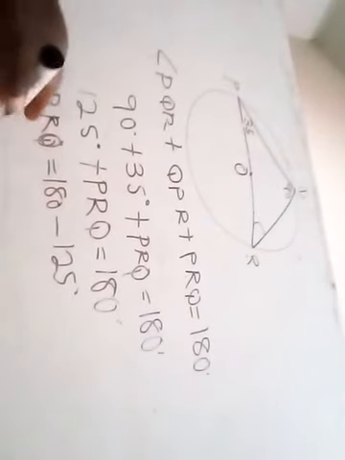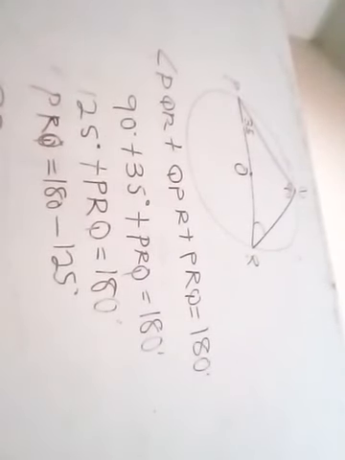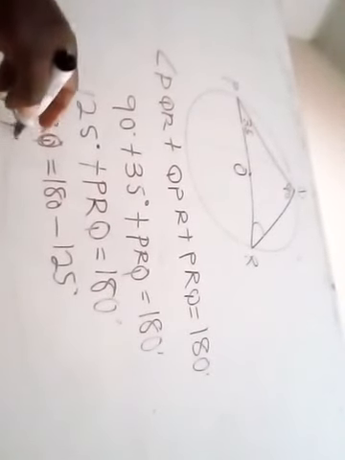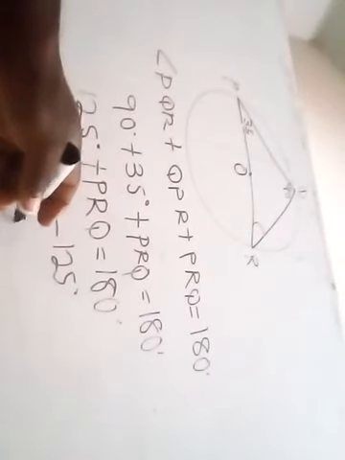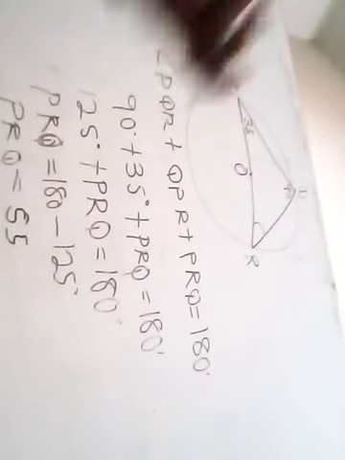So angle PRQ is equal to 55 degrees. So this brings us to the close of the lesson on angles. The next thing that we will treat in our next video will be tangent to a circle.